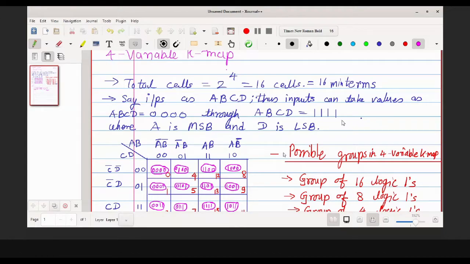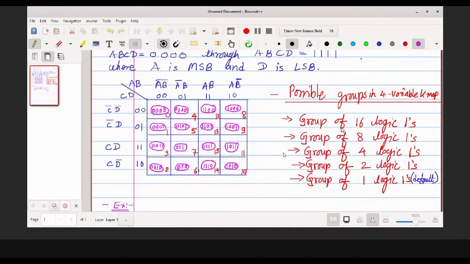So we will have 16 different cells for 16 different min terms. The very first min term is ABCD as 0000, that is nothing but A bar, B bar, C bar, D bar, and so on, up to the last, the 16th min term, which is ABCD as 1111, that is nothing but A, B, C and D. And remember we are mostly working for SOPs, so we are working for logic ones. How this four variable K map looks is shown over here. You can copy it in parallel also.